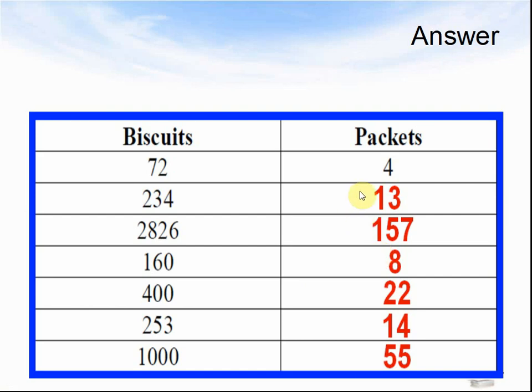equals 13 packets. 2,826 biscuits is 157 packets. 160 biscuits is 8 packets. 400 biscuits, 22 packets. 253 biscuits, 14 packets. 1,000 biscuits, 55 packets.